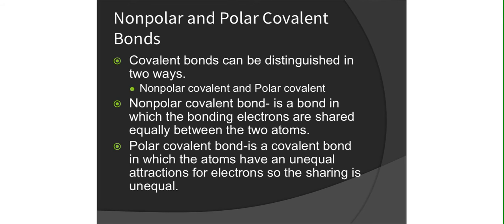In comparison to that, we have what's known as polar covalent. And this is a bond in which the electronegativity difference between the atoms is between 0.4 and 1.7. And this is called a polar covalent bond. So a polar covalent bond is a covalent bond in which the atoms have an unequal attraction for electrons, so the sharing is unequal. Not that they're not sharing, but one side is pulling a little harder than the other.